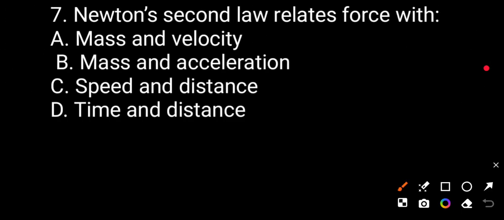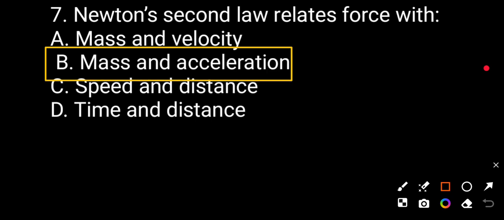Question number 7. Newton's second law relates force with mass and velocity, mass and acceleration, speed and distance, time and distance. So the correct answer will be B. Newton's second law relates force with mass and acceleration. It means force is equal to mass into acceleration.